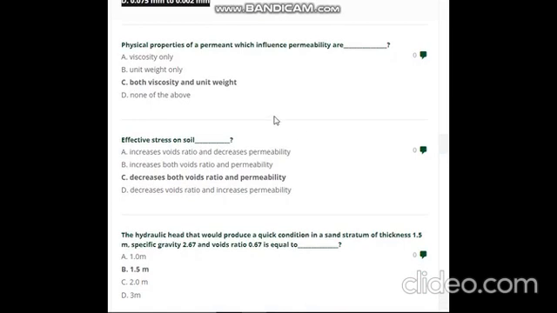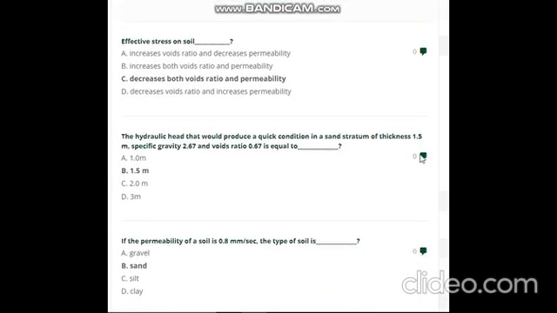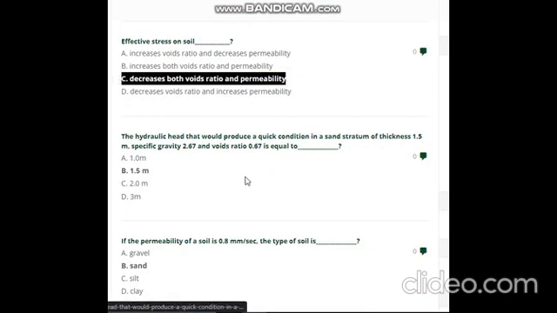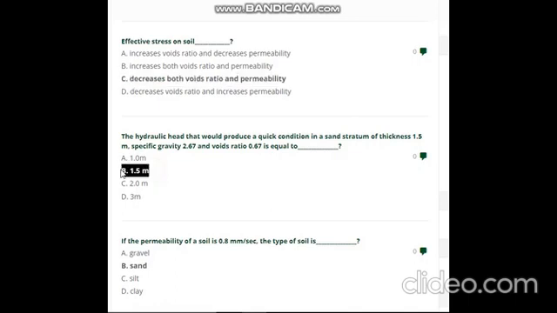B answer is correct. According to IS classification, the range of silt size particle is 0.075 mm to 0.002 mm. Physical properties of a permeant which influence permeability are both viscosity and unit weight. Effective stress on soil decreases both void ratio and permeability. The hydraulic head that will produce a quick condition in a sand stratum of thickness 1.5 m, specific gravity 2.67 and void ratio 0.67 is equal to 1.5 m.